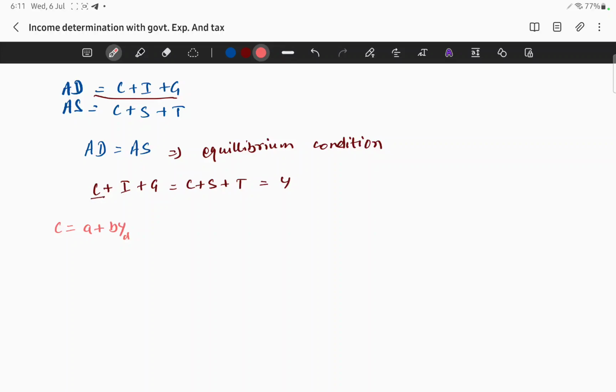So how are we going to do that? In the three sector model we have a tax component, right? So if we introduce the tax component here, if we tax the income of the consumer, what will happen is that the disposable income that is available to the consumer will go down. So if we tax the income, the disposable income will now be equal to y minus t. This is after the introduction of taxes.